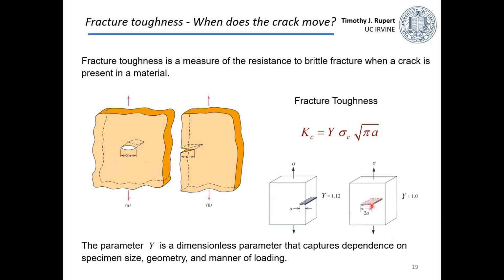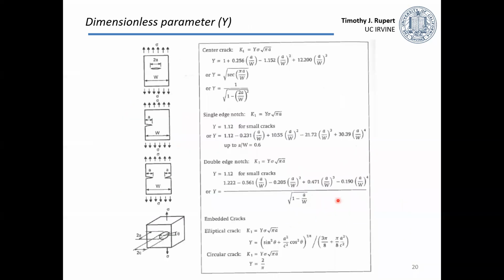So if you have a center crack, that Y is just equal to 1, which basically means there's no correction, okay? If I have an edge crack, that Y is equal to 1.12. The way of thinking about that is saying, well, to make these numbers work for a different type of crack, I need to have a correction factor of about 12%. Okay. Now, you don't have to go derive these things.